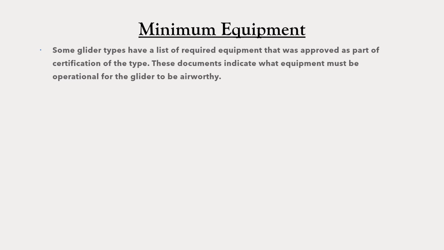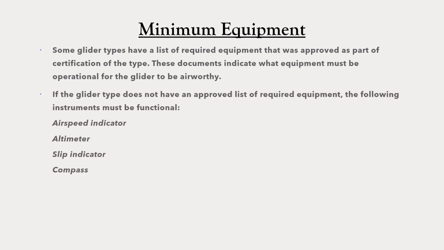So there's two different ways that gets determined. Some gliders, as part of their certification process, one of the pieces of information that was included in that certification is a list of what equipment needs to be operable in order for that aircraft to be airworthy. Other aircraft, there is no such list.